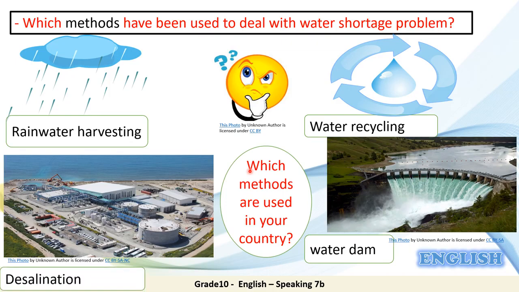Dear students, which methods are used in your country? Excellent. In Qatar, we have the process of desalination in 3 stations like the one in the picture.